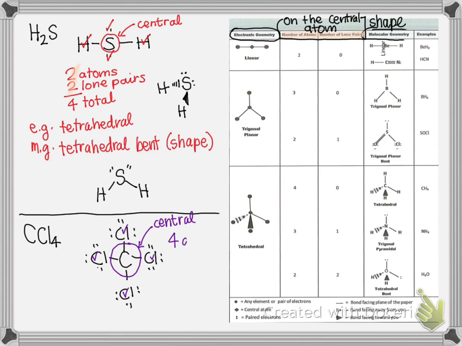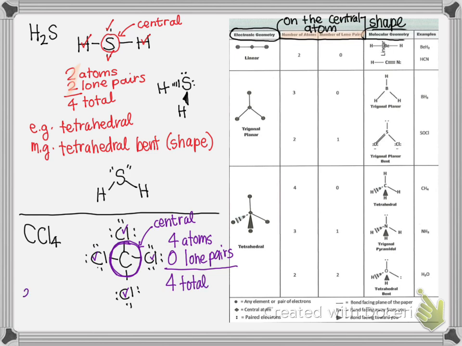I do not care that they have single, double, triple bonds. That's irrelevant. The question is how many atoms are bonded to the central atom, not including the central atom itself. So there's 4 atoms, and then looking at carbon, because we only care about the center, there are 0 lone pairs. Now I know there's lone pairs on the chlorine, but that doesn't impact the shape. It's only what is around the central atom. So again, this would have 4 total.